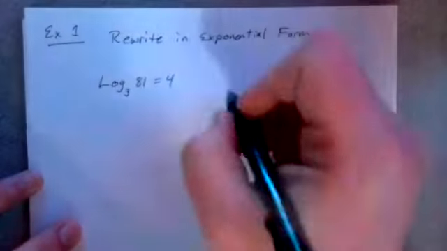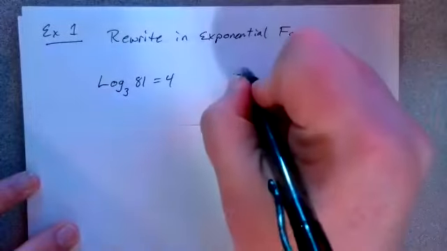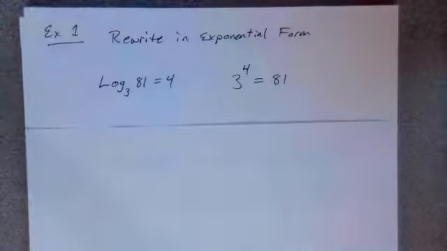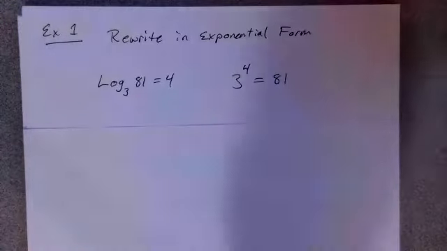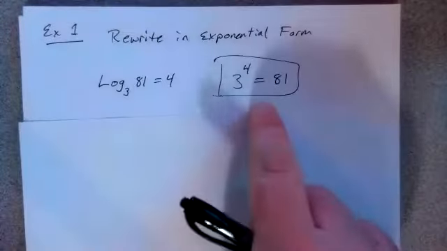So what is our base here? The base is the 3. So 3 is our base, and then the exponent and the argument are going to switch. My exponent here is a 4, so 3 to the 4th power equals 1. Yeah, that's it. We're done. So I went from logarithmic to exponential form.